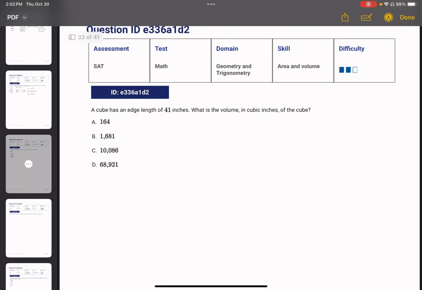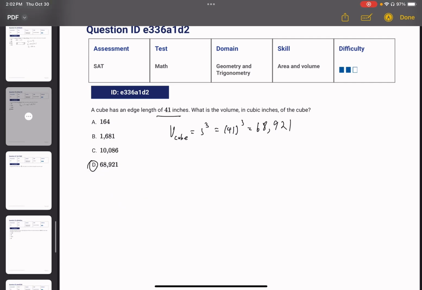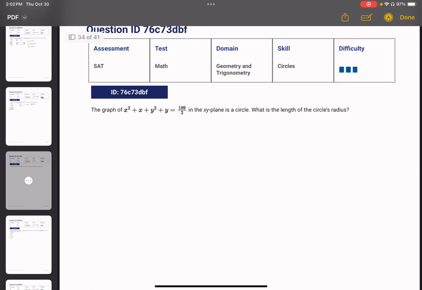Next problem, a cube has an edge length of 41 inches. What is the volume in cubic inches of the cube? We already did a cube volume. The volume of a cube is s cubed, the side length cubed. Our side length is 41, and we cube this, so we get 41 times 41 times 41, which is equal to 68,921, and this is our answer choice D. Very generous to get that medium difficulty because that is a super simple problem.